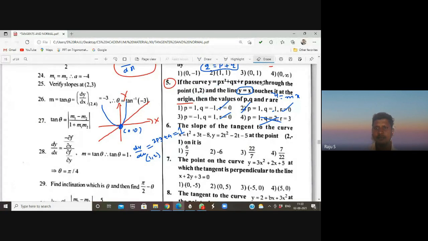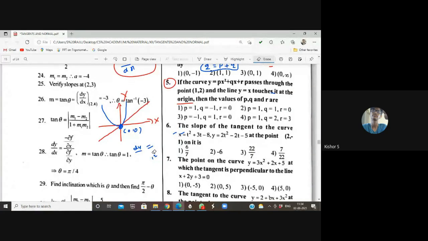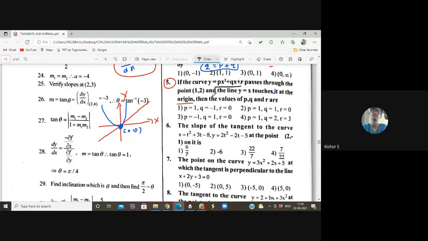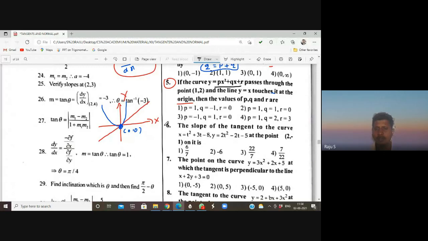Clear, Kishore? Yes. Whatever the easiest method, you can go to that. In the second method, we only substitute one, right? Because there's only the x in the equation. Sorry, oh, I erased that. Can I do it again? You can try, you'll get it. Otherwise, I can explain.